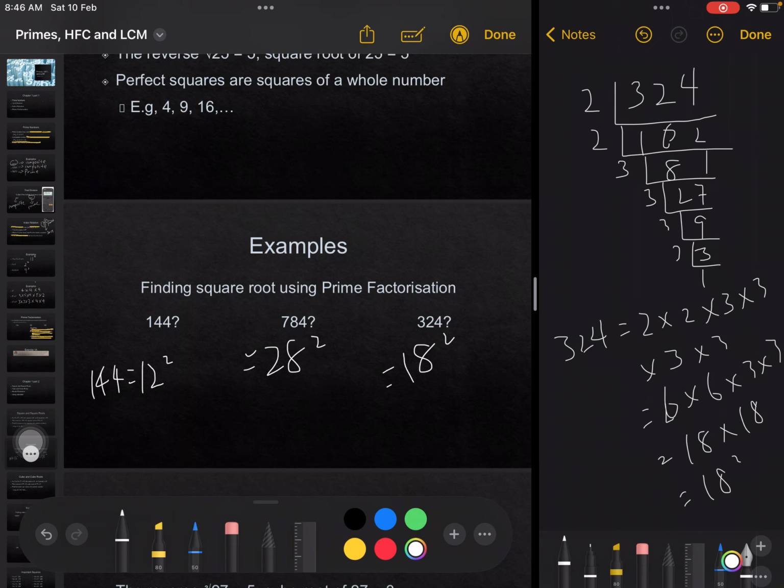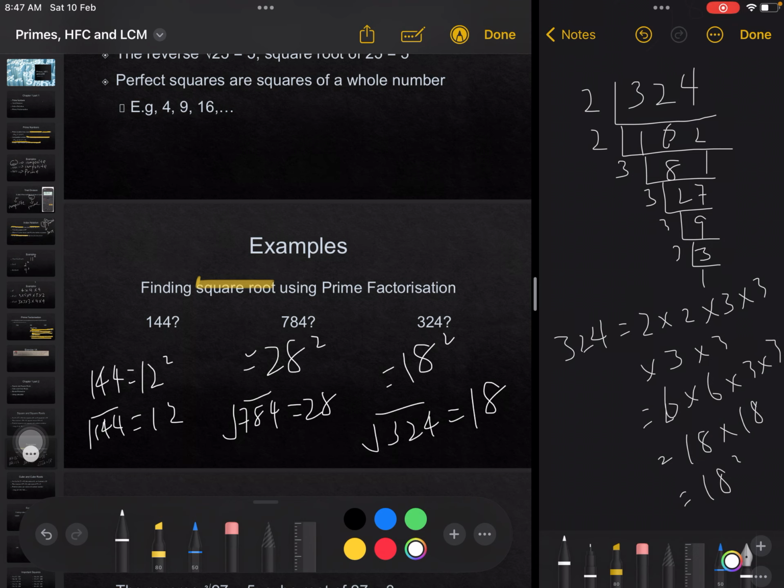Oh, sorry. Okay, so I didn't read the question carefully. They say finding the square root using prime factorization. So since 144 equals 12 square, square root 144 equals 12. Square root 784 equals 28. So square root 324 equals 18. Okay, yeah, correct. That's how we do this.